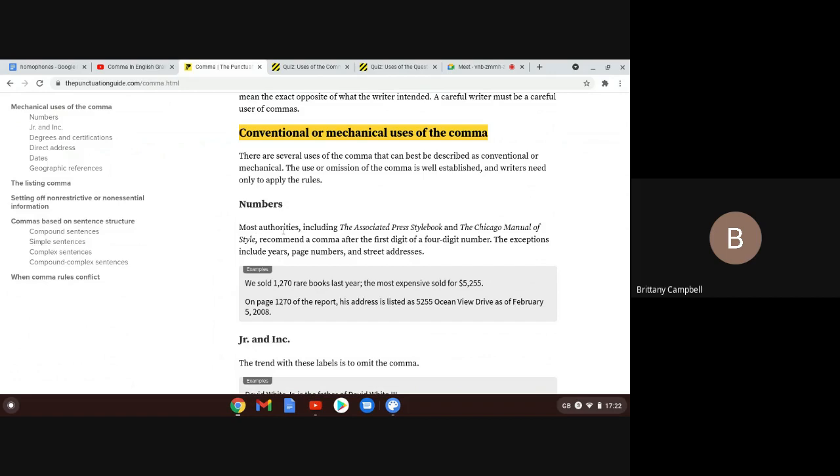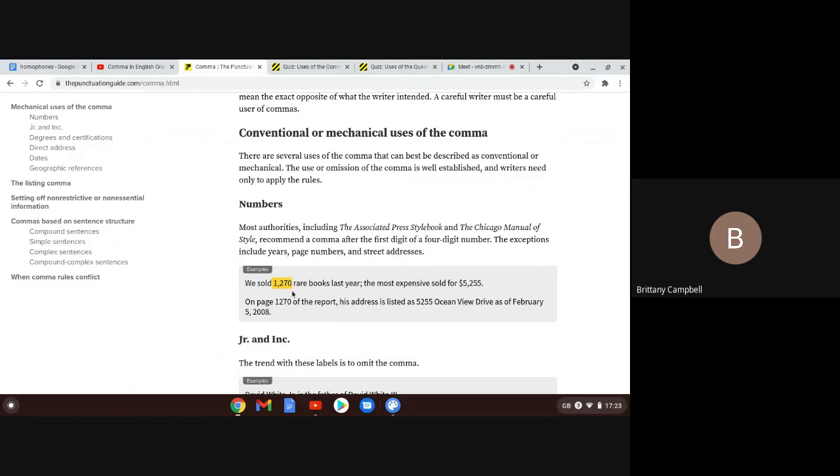So again, most authorities, including the Associated Press Style Book and the Chicago Manual of Style, recommend that when you have four digits, right, then the comma is usually placed after the first digit. Let us look at the example here. So we sold 1,270. If you realize, the comma is placed after the first digit, which is 1. So 1, comma, and then we have 270, right?